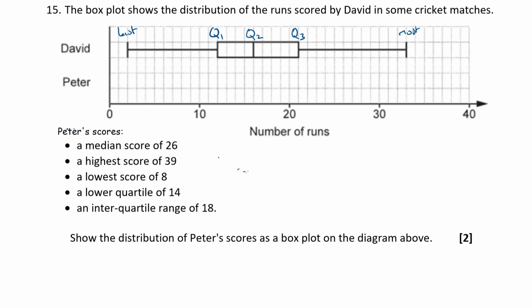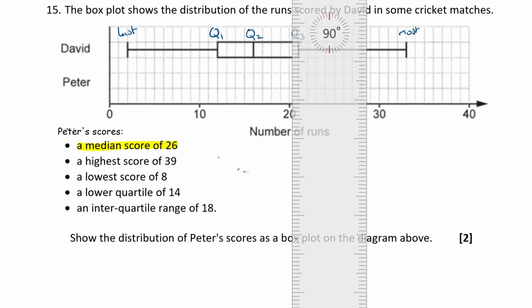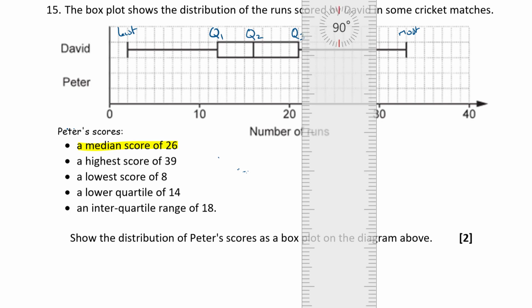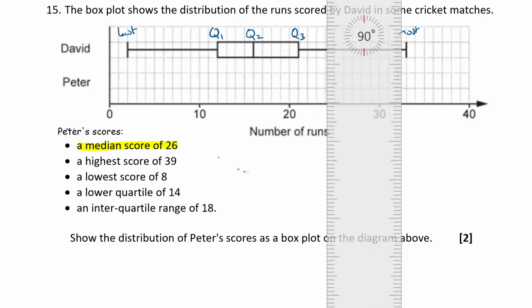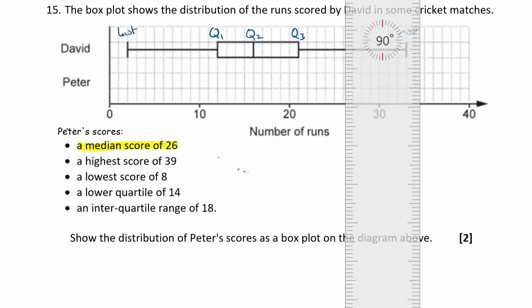So first off, we're told that the median score is 26. So for Peter then, I'm going to have a line at 26. So if that's 20 and that's 30, there are 10 divisions in between. Just need to count up. 1, 2, 3, 4, 5, 6. 26 is going to be there, isn't it? Okay, so just going to draw a line there at 26.